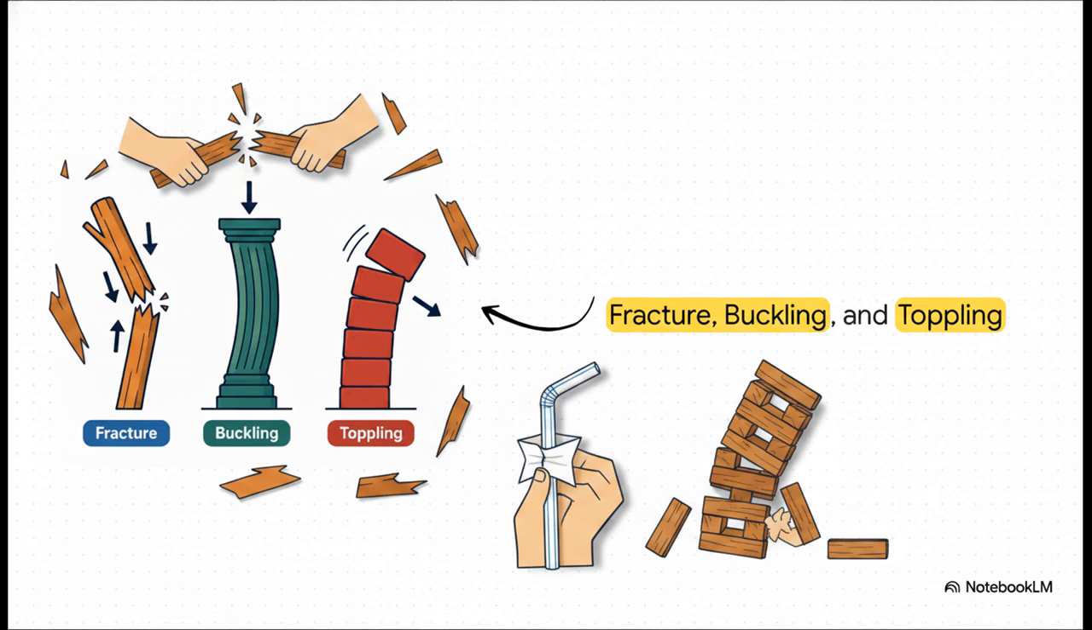This happens when there's way too much compression, causing a material to bend or fold in on itself. Think about pushing down really hard on a plastic straw until the middle suddenly just folds over. And then there's toppling, which is exactly what it sounds like, falling completely over, like a really tall tower of wooden blocks getting pushed off balance.